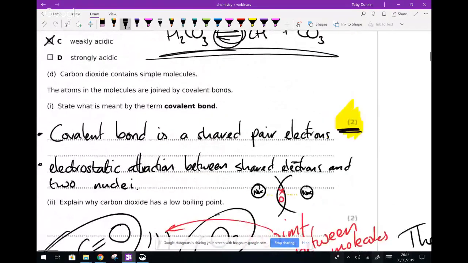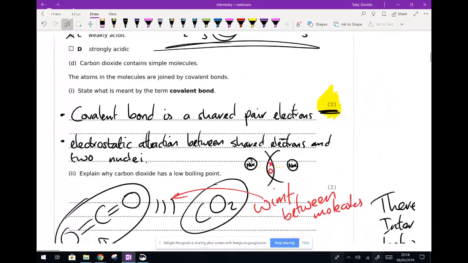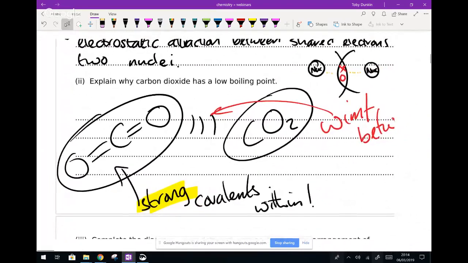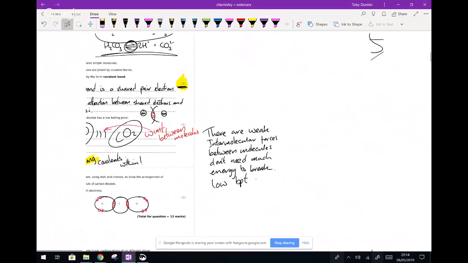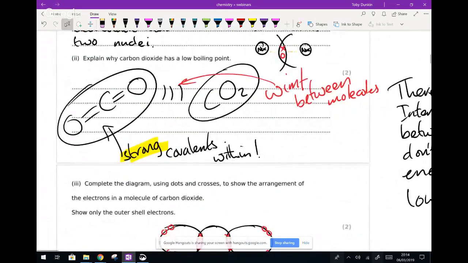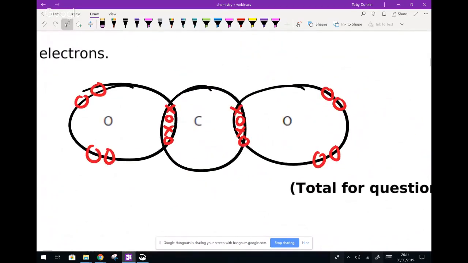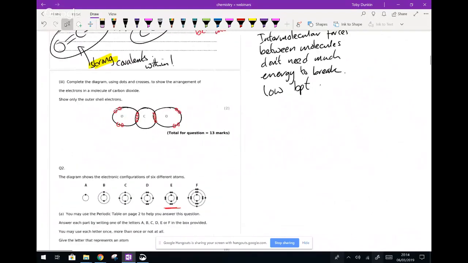Next, explain what is meant by covalent bond, 2 marks. We've done this already in the lesson. Shared pair of electrons, the electrostatic attraction between the shared electrons and the 2 nuclei. Explain why carbon dioxide has a low boiling point. Why? Bullet points. There are weak intermolecular forces between the molecules and they don't need much energy to break. I would have happily given Susan Boyle in its entirety on that one. Next one, carbon dioxide making appearance for its dot and cross. Next, we're cruising through this.